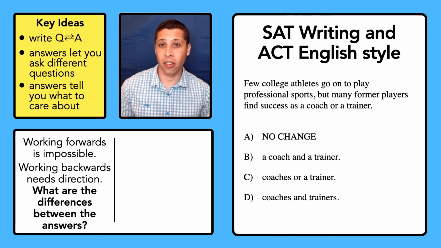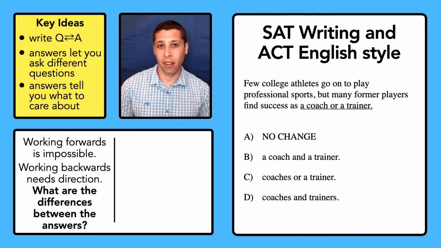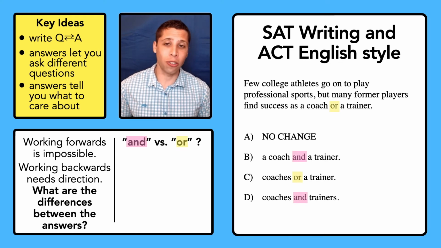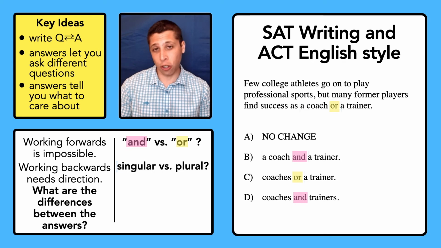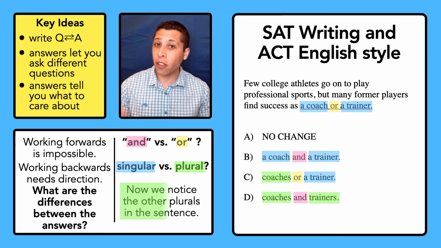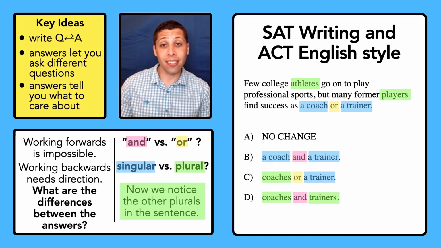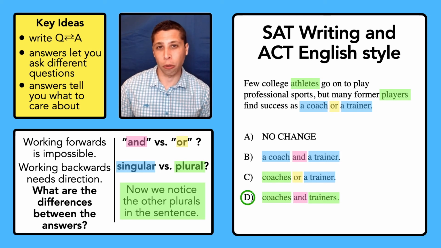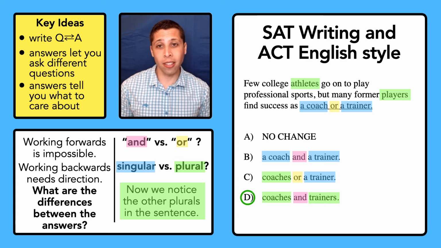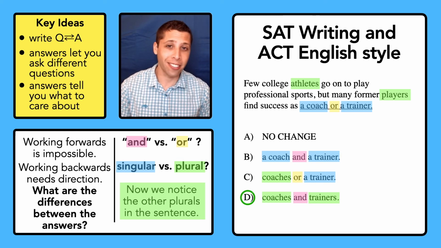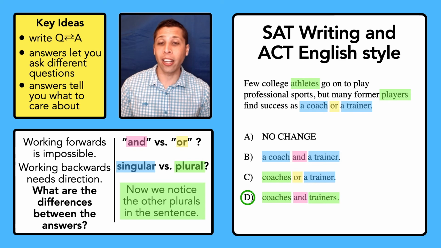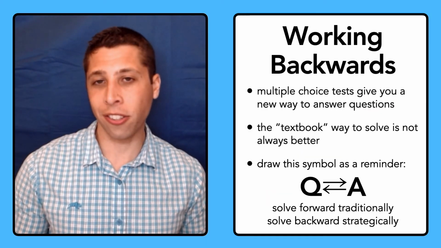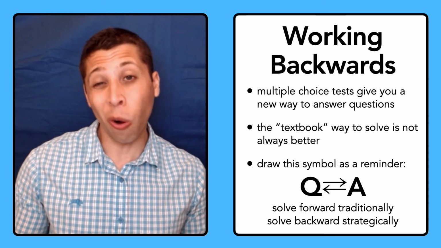Focus on the differences. What are they telling you to care about? For example, do we need an and or an or? Better yet, these choices are telling us to care about singular versus plural words. Notice that the rest of the sentence mentions athletes and players, both plural. We should pick an answer that also includes plural words. If we had just read the sentence 4 times, we may have gotten to the same answer, but we would have been relying on our feelings, not concrete reasons. Your instincts are not always wrong, but they're not always right either.